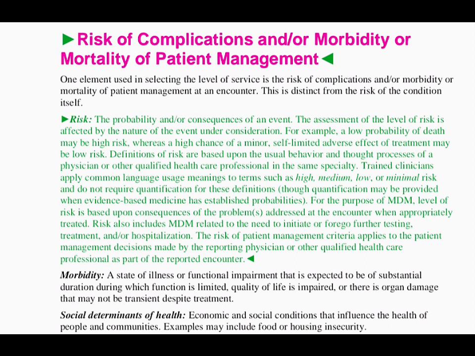Risk of complications and/or morbidity or mortality of patient management. One element used in selecting the level of service is the risk of complications and/or morbidity or mortality of patient management at an encounter. This is distinct from the risk of the condition itself. Risk. The probability and/or consequences of an event. The assessment of the level of risk is affected by the nature of the event under consideration. For example, a low probability of death may be high risk, whereas a high chance of a minor, self-limited adverse effect of treatment may be low risk.